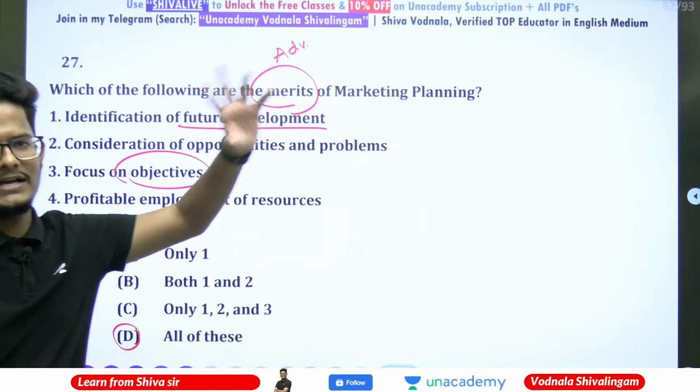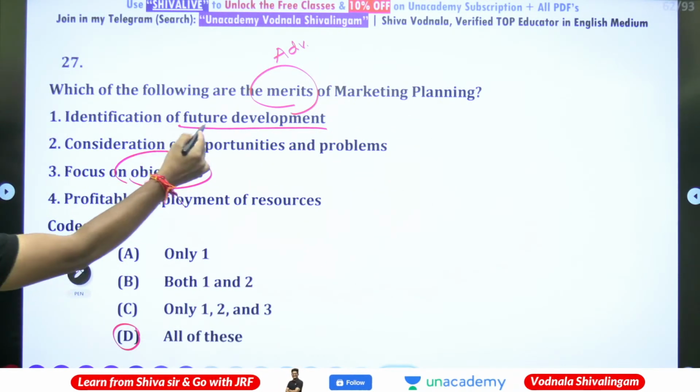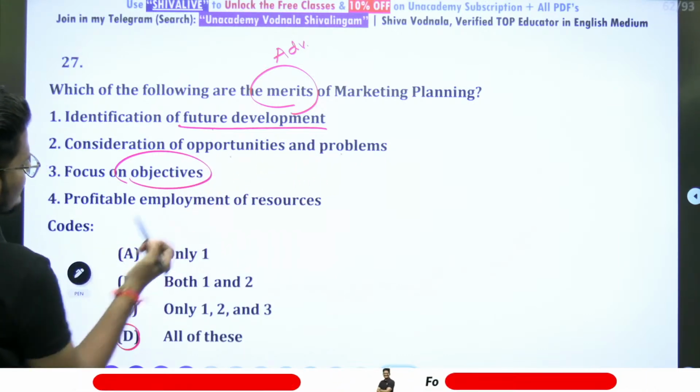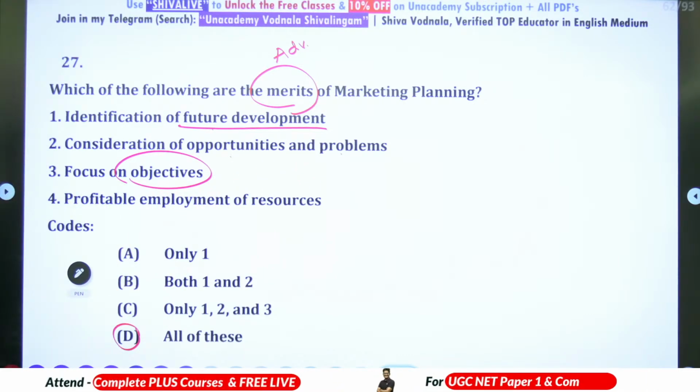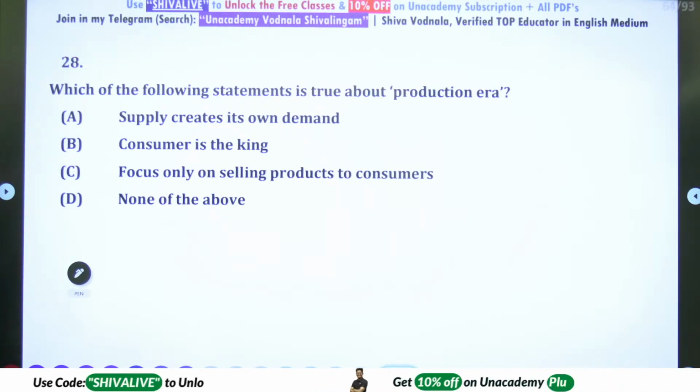Planning is always for forecasting the future or thinking about the future. At present is called as in planning. So future development and taking opportunities and thinking about problems, focusing on objectives, profitable employment resources. Next, true about the production era.